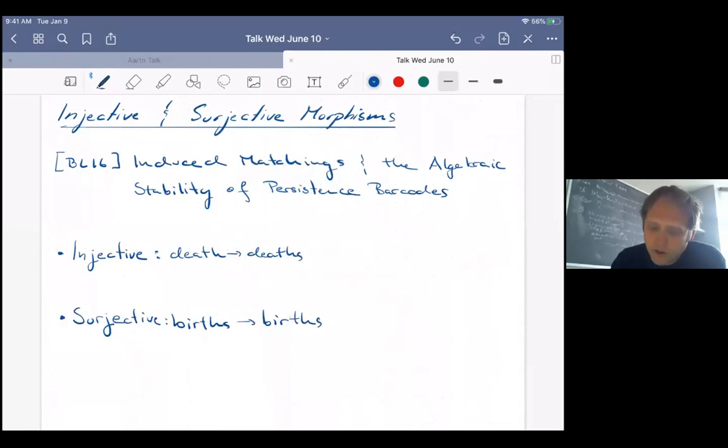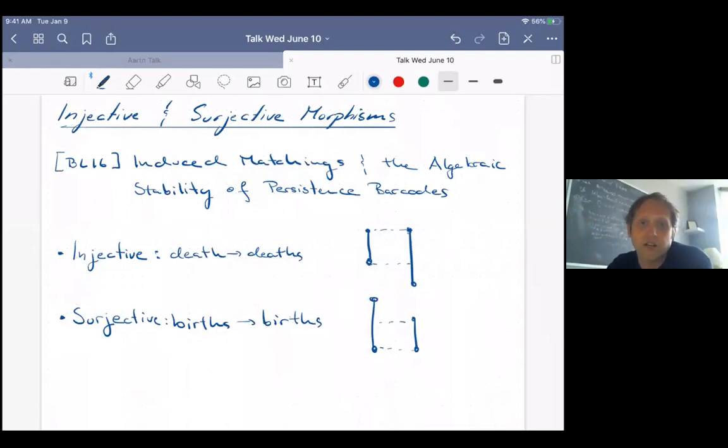And again, in this simple bar picture, remember, an injective map, one way to think about it is that it doesn't map anything to zero. In the picture that I drew, if some element should never map to zero, that means the depths have to be the same, because otherwise at some point it will map to zero. And surjective is the dual case, which means that births have to map to births, because the entire interval in the codomain has to be covered. So the births have to match up.